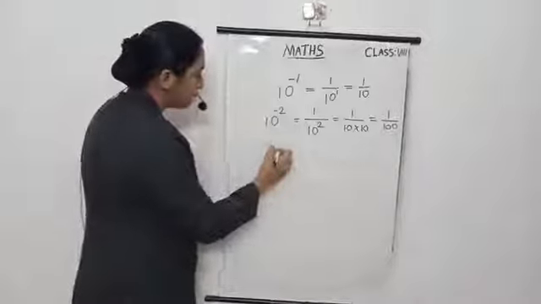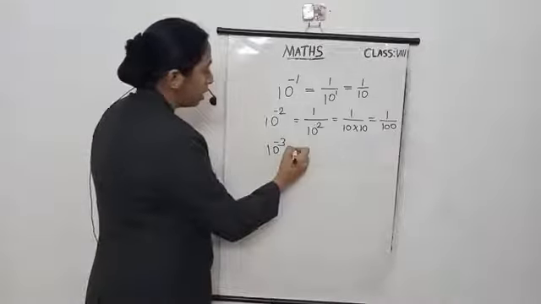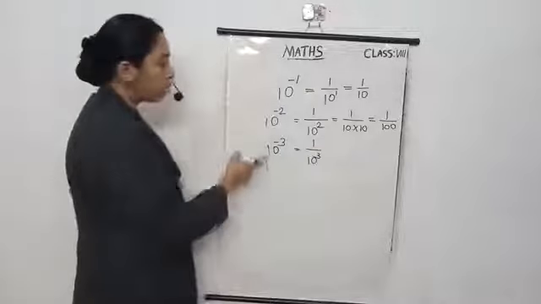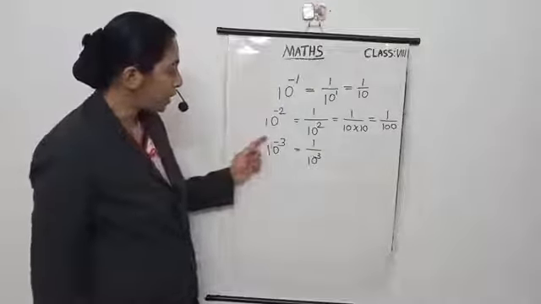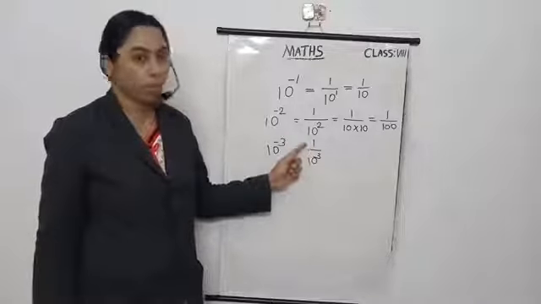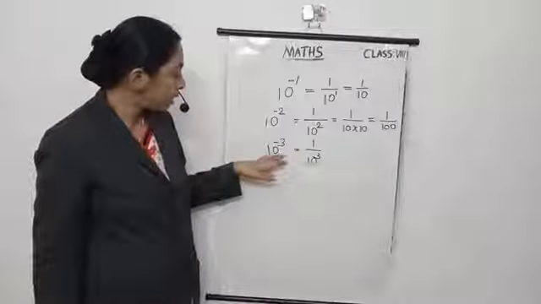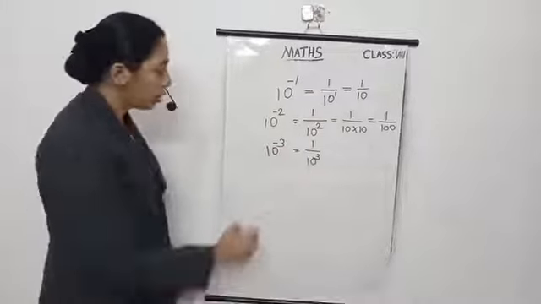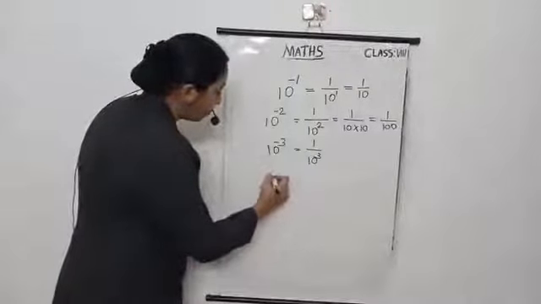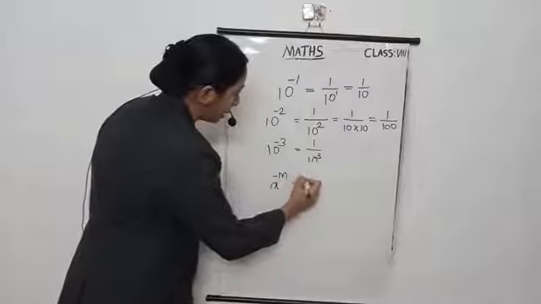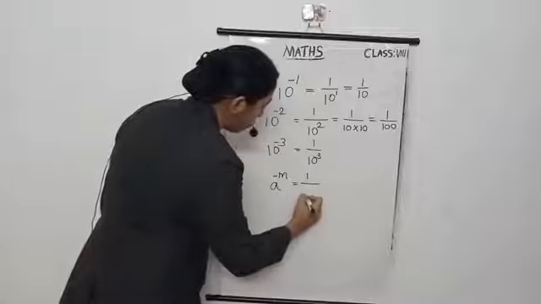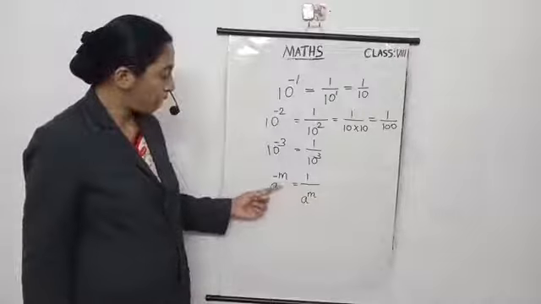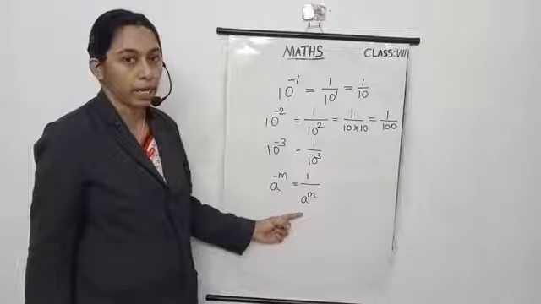Now 10 raised to, sorry, minus 3. This is equal to 1 by 10 raised to 3. Okay. So if there is a negative exponent, we can convert this negative exponent to a positive one by writing like this. So its general formula is a raised to minus m is equal to 1 by a raised to m. Understood? A raised to minus m equals 1 by a raised to m.